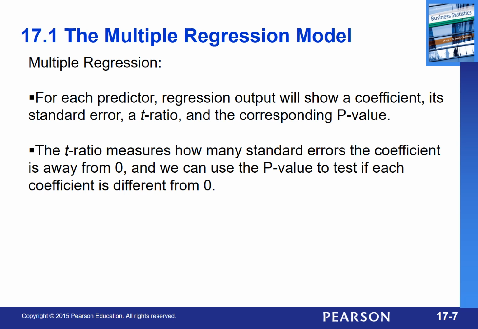Okay, so what do we do next? Each predictor in the regression output gets a coefficient, a standard error, a t-ratio, and a corresponding p-value. This is all the stuff we've seen before. The t-ratio behaves like a z-score, so remember, far from 0 is going to be a bad thing, like it always has been. And we want the p-value to be close to 0, because we want it to be small, because we want things to be significant. So think of the t-ratio as like a z-score, because that's exactly how it's behaving.